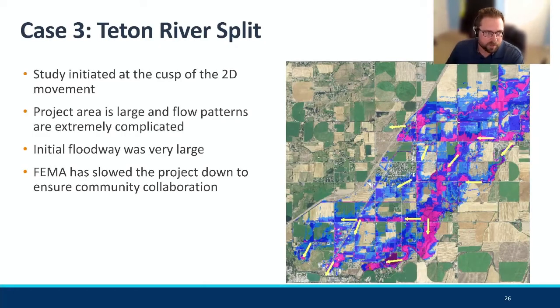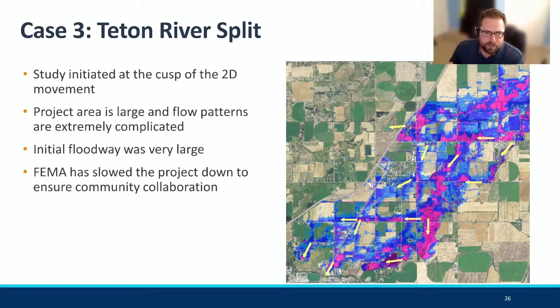This next project that I'm going to talk about is on the Teton River in Idaho. There's a split, a north and a south fork of the Teton River. This project, I'll just touch on it really briefly. This project is not done yet. We started it actually before these other two, kind of at the cusp of this whole 2D movement. HEC-RAS 2D wasn't available at the time we started this project.